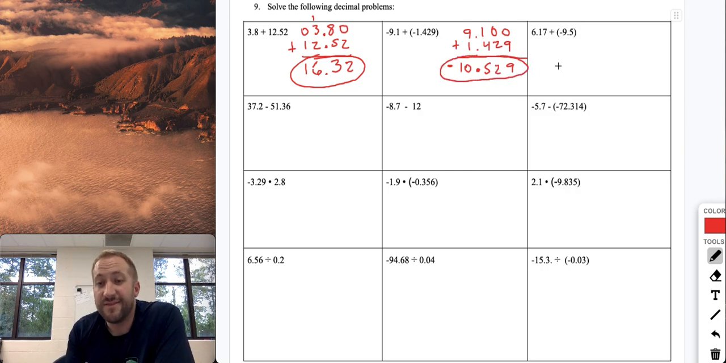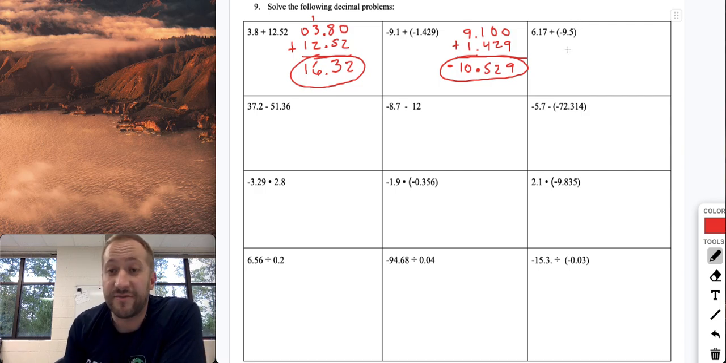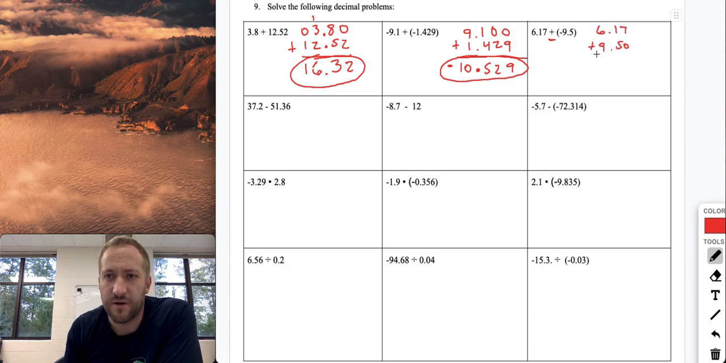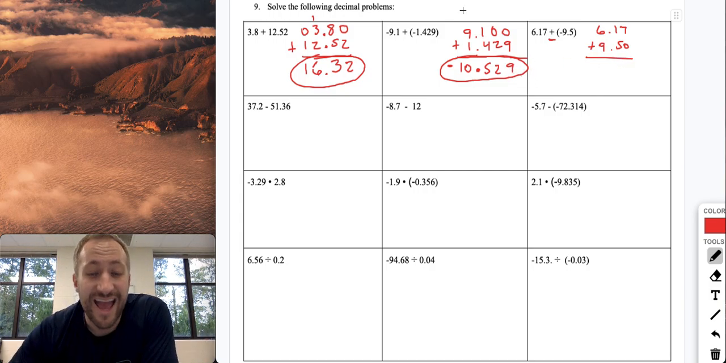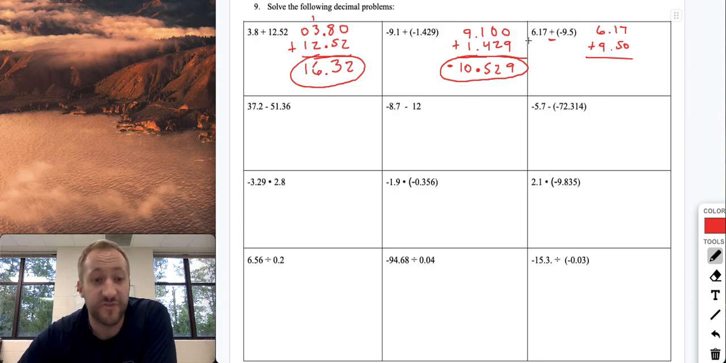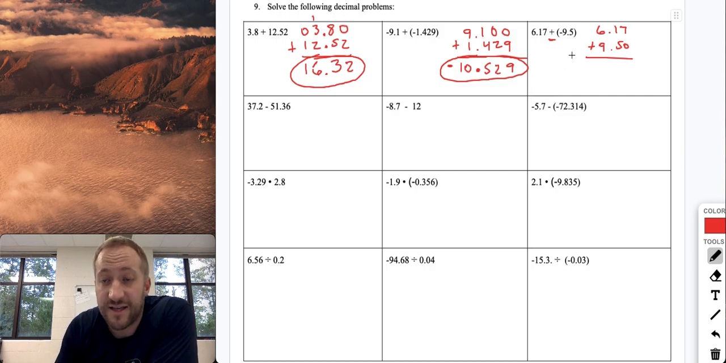Excellent. Let's look at the next one. This is where things get a little more complicated, and we have to really be careful about the signs in our problem. So I have 6.17 plus negative 9.5. Now, this is an addition problem. So because of that, my first instinct is to try and go set it up like this, plus 9.50. It's what I did with the last two problems. However, looking at this problem, I have to remember that whenever I have different signs, I have a positive number plus a negative number, I'm not really going to be adding. I'm really going to be subtracting.